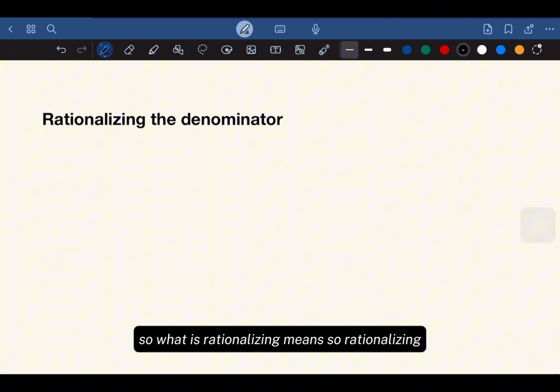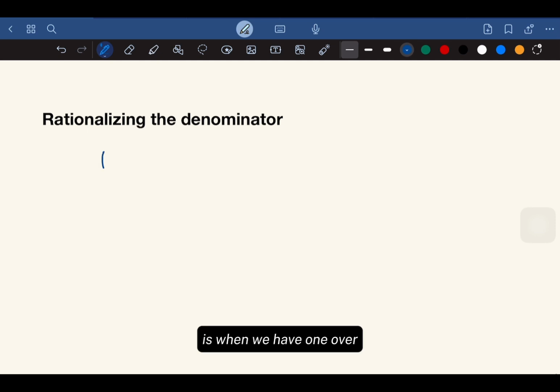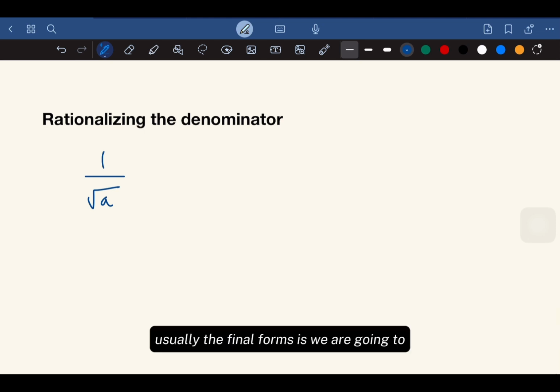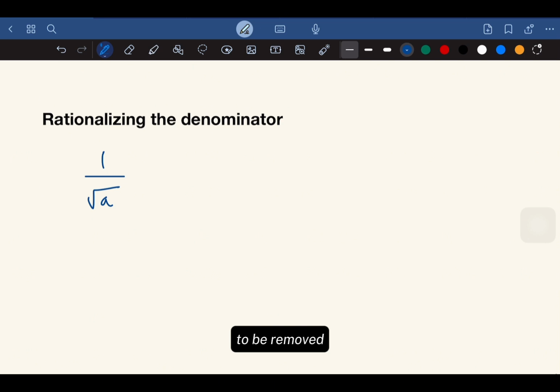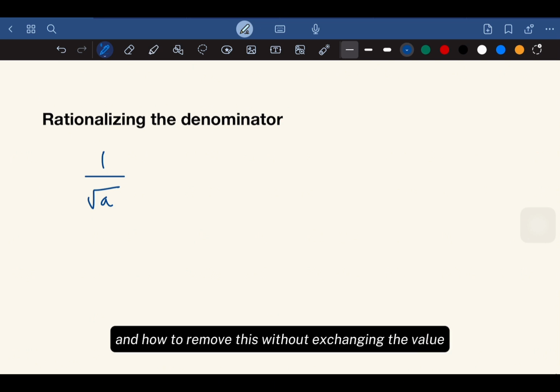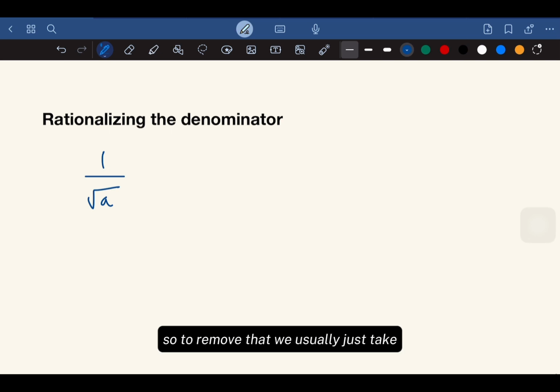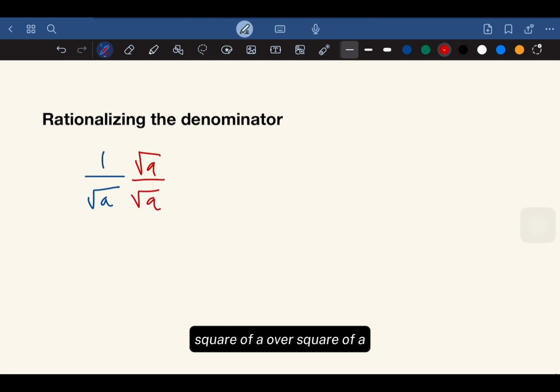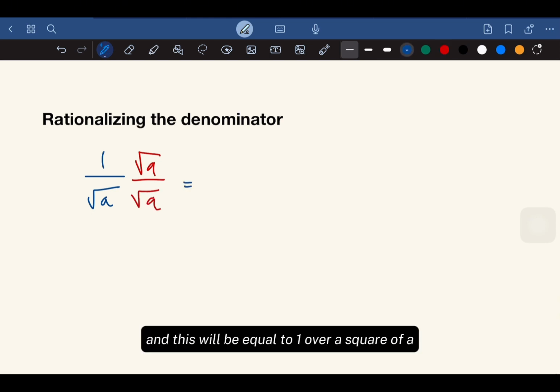Rationalizing is when we have 1 over square root of a. This form is sometimes not the final form. Usually the final form is where we remove the radicals from the denominator. And how do we remove this without changing the value? We just take square root of a over square root of a, and this will be equal to square root of a over a.